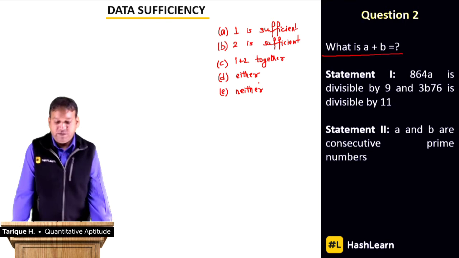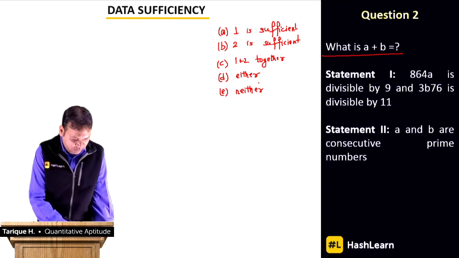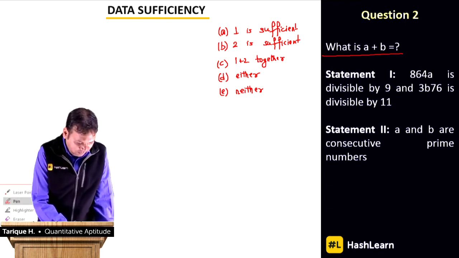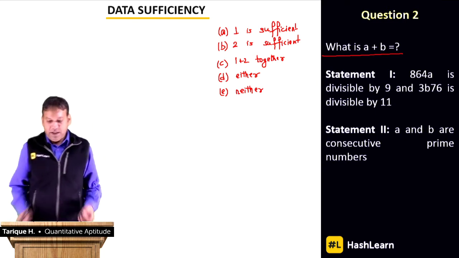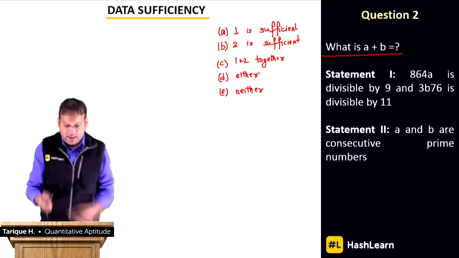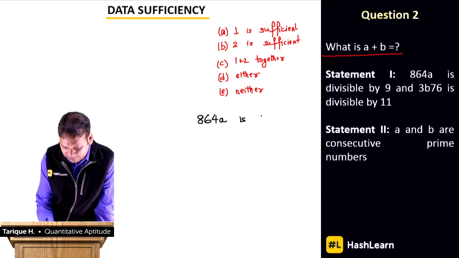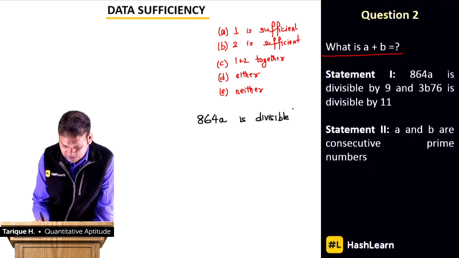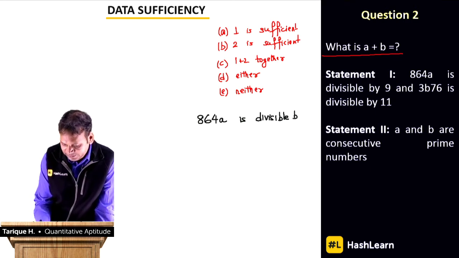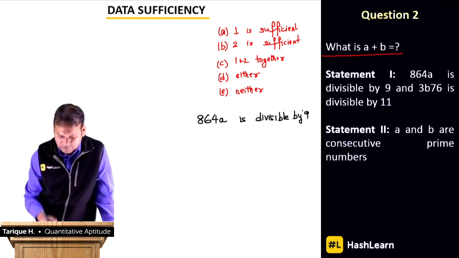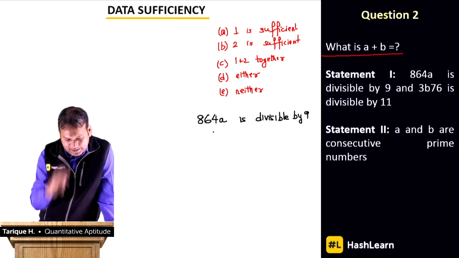Well, learners, I hope you have done the question by now. So can you tell me the answer for this question? For question number 2, 864A is divisible by 9. So let's see here. 864A is divisible by 9. So David is saying that the answer is A. Let's see. Okay, divisible by 9. So what are the possible options? What could A be? Now let's understand here.